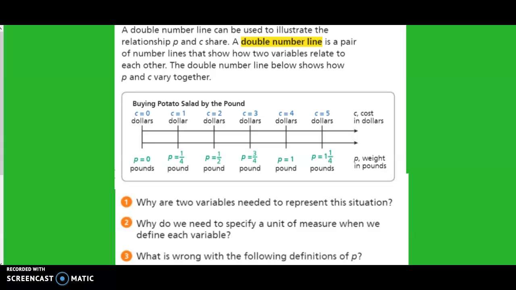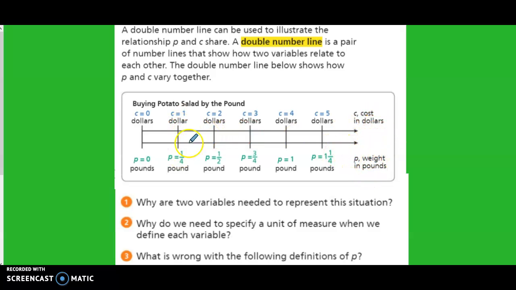We'll take a look at how these two topics are related to each other by modeling how they change on a number line. A double number line can be used to illustrate the relationship between pounds and cost. A double number line is a pair of number lines that show how two variables relate to each other. The double number line below shows how pounds, P, and cost, C, vary together. The top number line has a label. It represents the cost in dollars. You can see the label at the end of the number line.